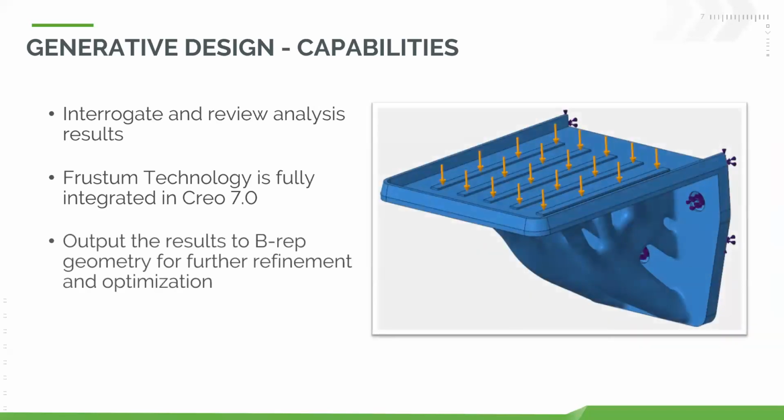Once you get your results, you're able to output the results to B-rep geometry and then continue building off of it, making changes to it, like I just said, and refining it. Or the other option is you can just leave it as a tessellated model. And if you're doing that, you're probably using it more for concept design, and then you're just going to create your own designs based off the generated model.